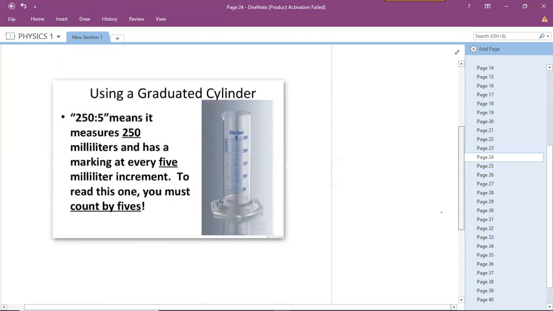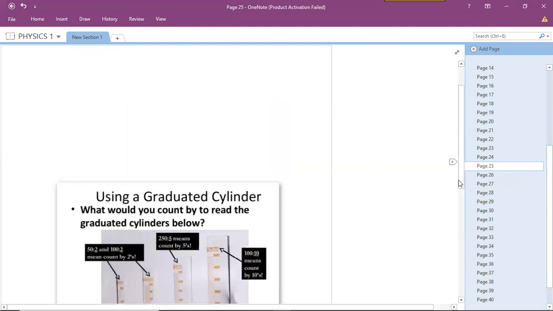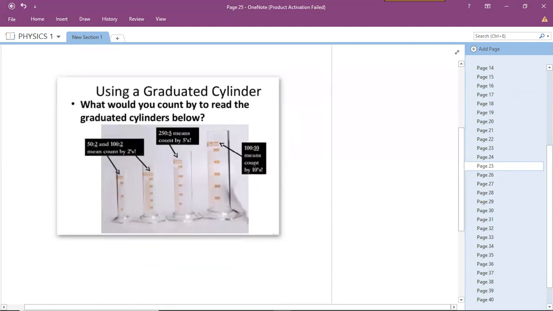So this is how a measuring cylinder looks like. This measuring cylinder is graduated at 250, meaning its maximum capacity is 250 cubic centimeters. These are also different types of graduated cylinders, and you have to know how to read the units of these graduated cylinders. This one here is saying 100 to 10, meaning it's going 10, 20, 30, 40, 50, 60, 70, 80, 90, 100. This one has a maximum capacity of 250 to 5, meaning it's going 5, 10, 15, 20, 25, etc. These two are going in tens.